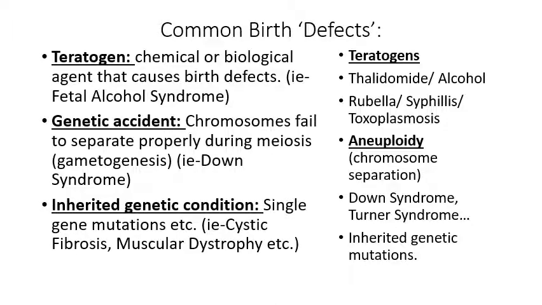Now, let's talk for a minute about things that can go wrong during birth. I mentioned earlier that a teratogen is a chemical agent or a biological agent, and by biological agent I mean a virus or a bacteria or something like that, that can cause birth defects. Now, the word birth defect is not very politically correct, but we haven't thought of a better word yet. So it means that something goes wrong with the baby. So we call something that can cause a birth defect a teratogen.